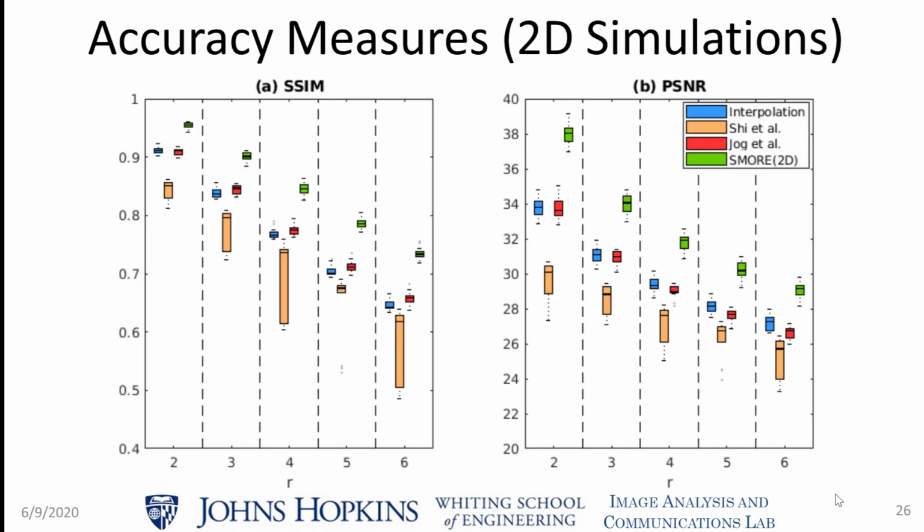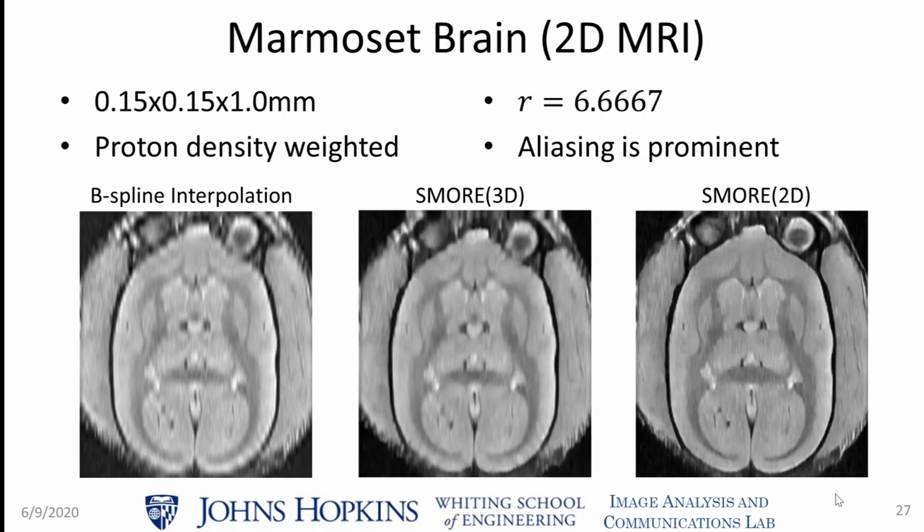We evaluated the usual metrics. Because this was a simulation, we could evaluate SSIM and PSNR, and as you can see in all of these different ratios, SMORE was on the top, was better than the other competing algorithms.